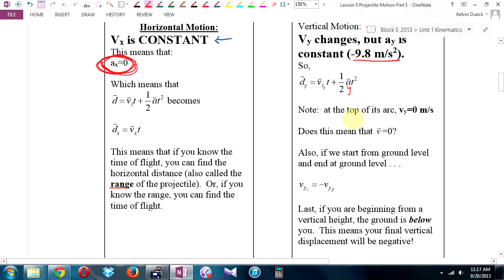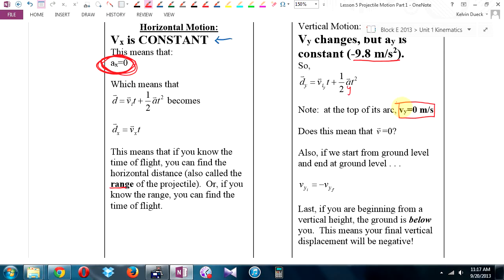Little note. At the top of its arc, the vertical velocity is 0. Does this mean that v is 0?